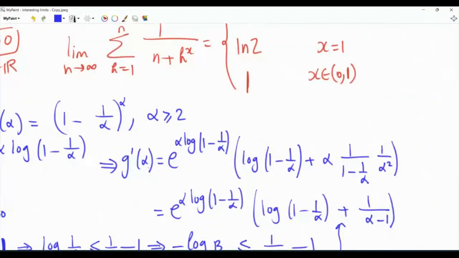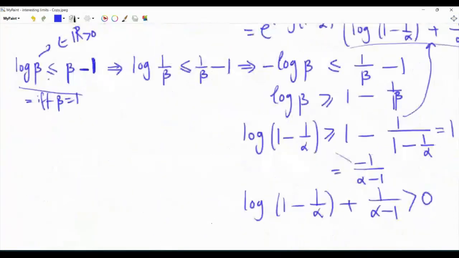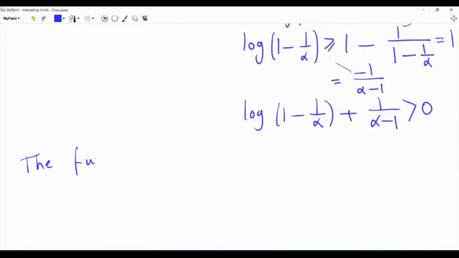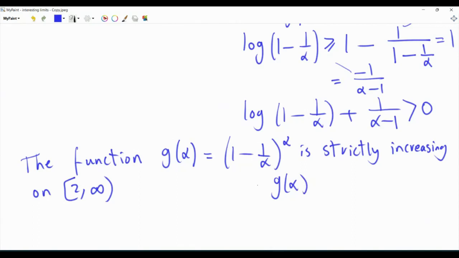If we go back to the function g, it has this bracket here, and this is strictly positive. The exponential is strictly positive, and so the first derivative of this function is strictly positive. Now our conclusion is that the function g of alpha, which is (1 minus 1 over alpha) to the power alpha, is strictly increasing on this interval here. And so g of alpha is greater than or equal to the minimum possible value. The minimum possible value is when alpha is equal to 2.